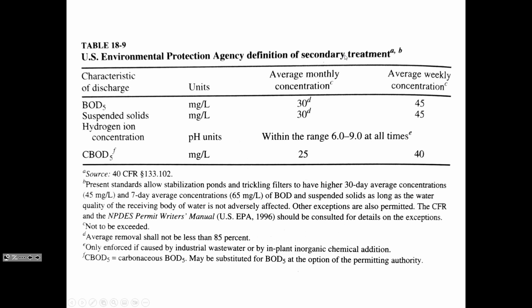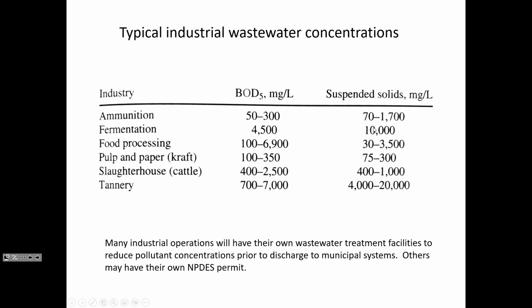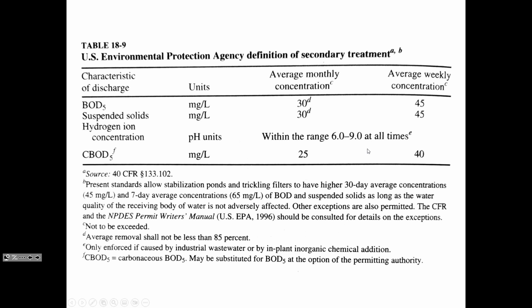And this just reiterates that the target we're aiming for in secondary treatment is, on an average monthly basis, no more than 30 milligrams per liter for BOD and suspended solids. And so if you have wastewater coming from a slaughterhouse or a food processing plant and it's really concentrated, then it can be tremendously difficult to get the concentration of waste down below that target of 30 milligrams per liter.